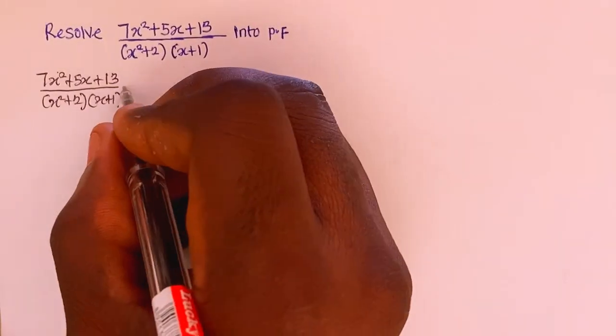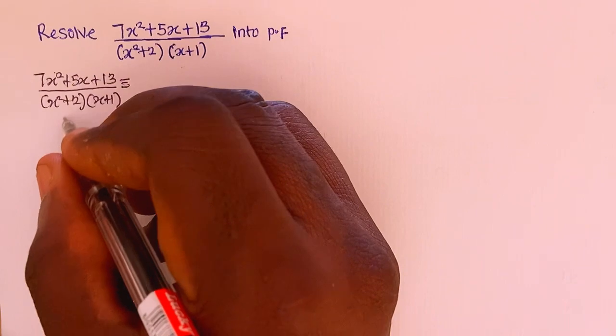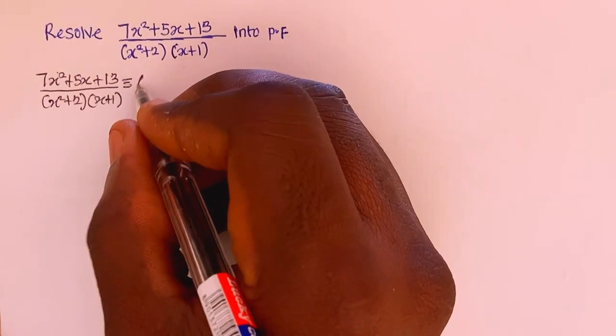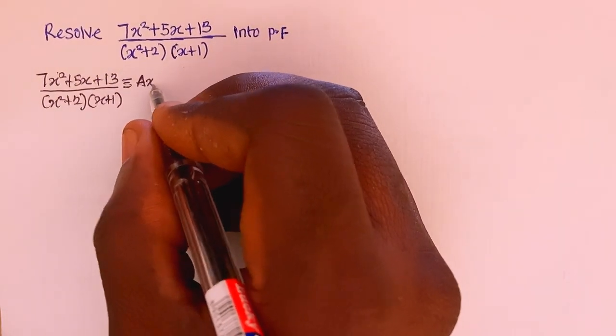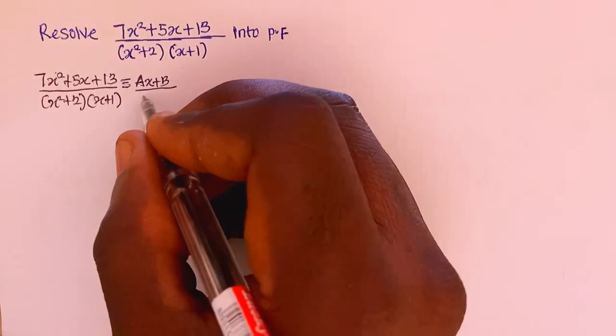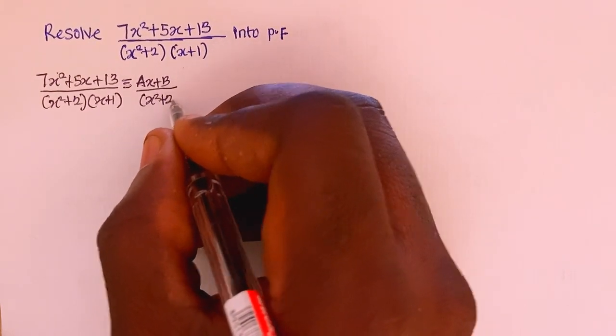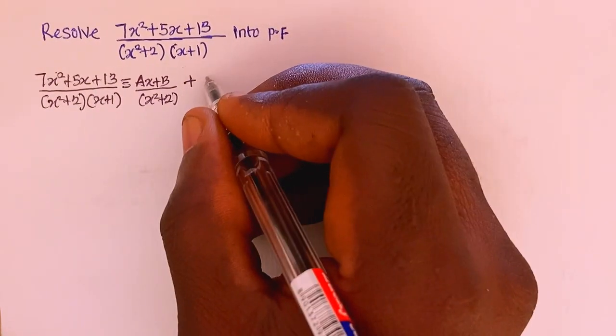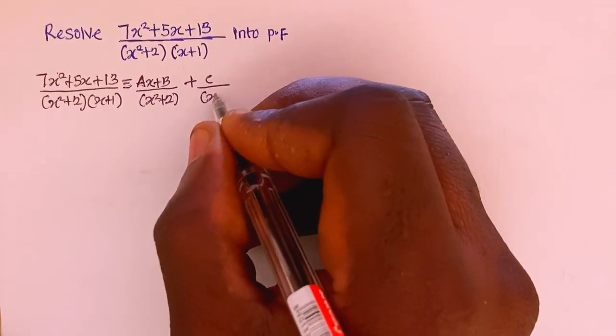So this is equivalent to, since I'm having a non-linear factor here, I'll put a linear expression on top. That's ax plus b divided by x squared plus 2, then plus, I'm going to have c divided by x plus 1.